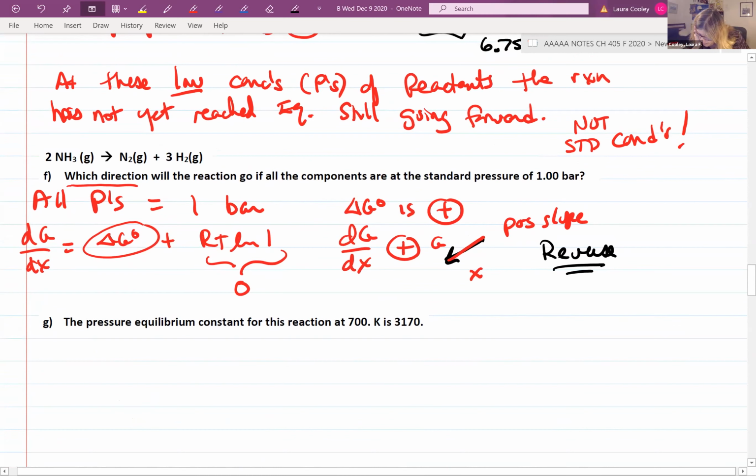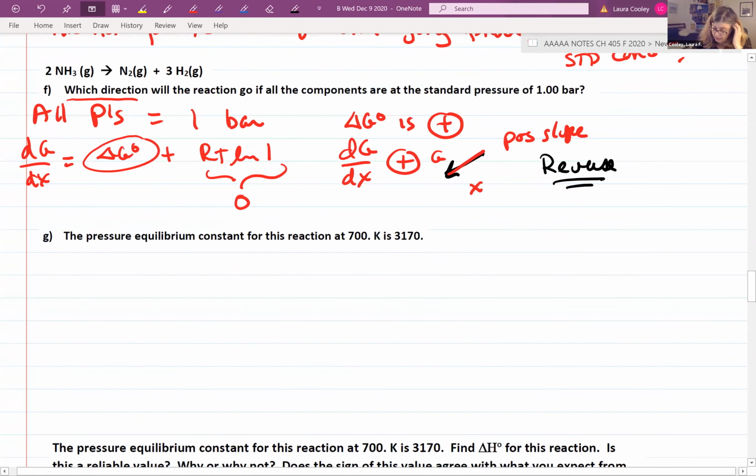Are you following all this okay? So then I tell you what the equilibrium constant Kp is at a higher temperature, 700 Kelvin. Look at the difference here.